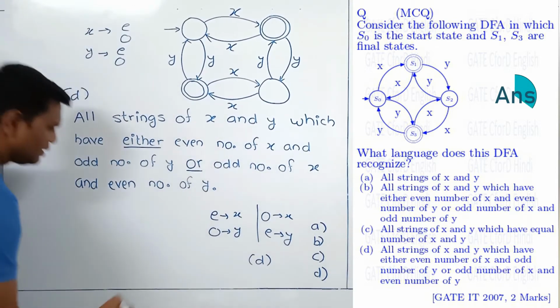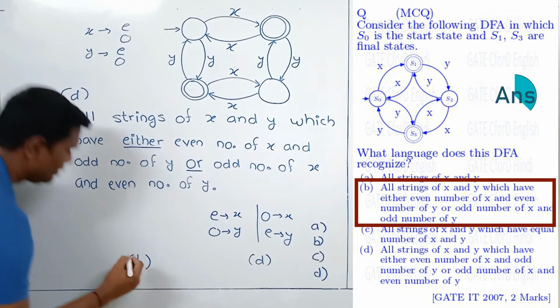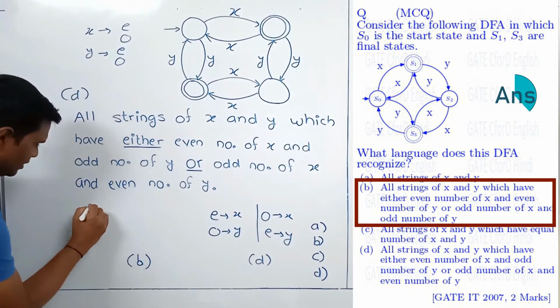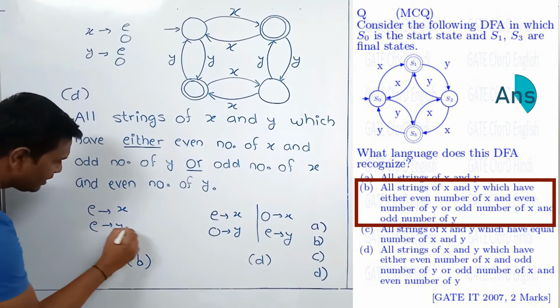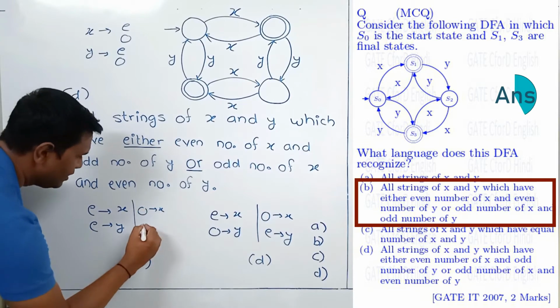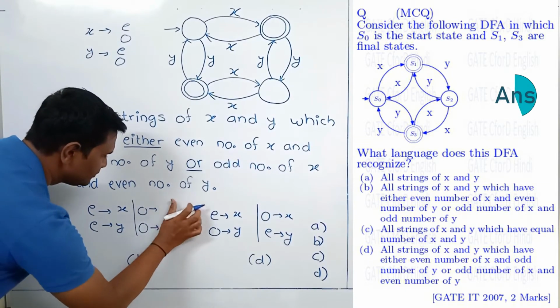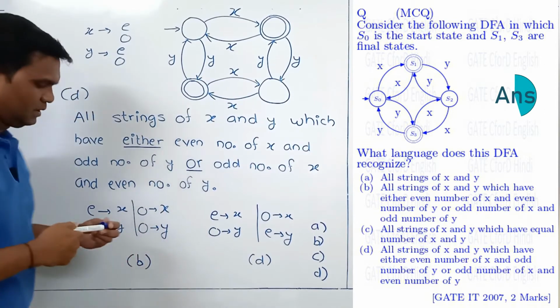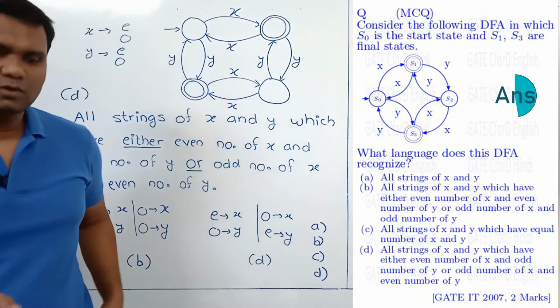Now similarly, if you break the statement of option B, then for option B, it is even number of x, even number of y, or odd number of x and odd number of y. Now we will check each option and see whether the option is correct or not.